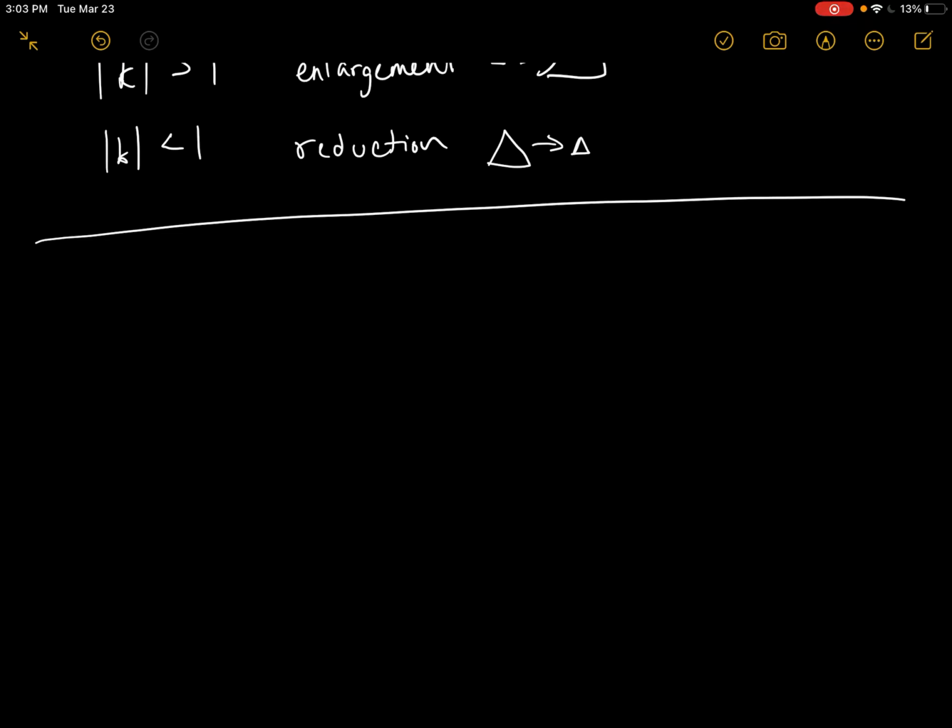All right, so the second part of our notes here is going to talk about actually doing these enlargements or reductions on the coordinate plane. So the first thing that we have to talk about is how do we actually do these enlargements and reductions? Like, what does it look like?